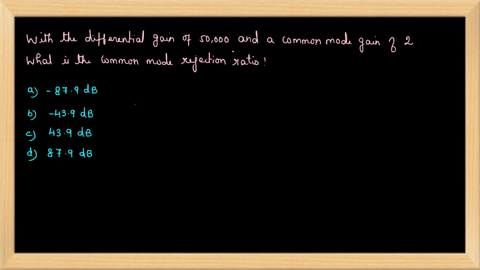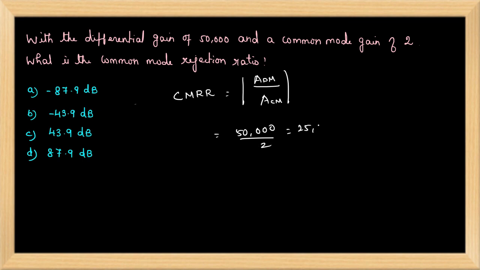With the differential gain of 50,000 and a common mode gain of 2, what is the common mode rejection ratio? The formula for common mode rejection ratio is ADM, the differential voltage gain, divided by the common mode gain, which is 50,000 divided by 2, which is 25,000. Actually, in the option it is asked in the form of dB. So 20 log of 25,000 is 87.9 dB. So the option is 87.9 dB.